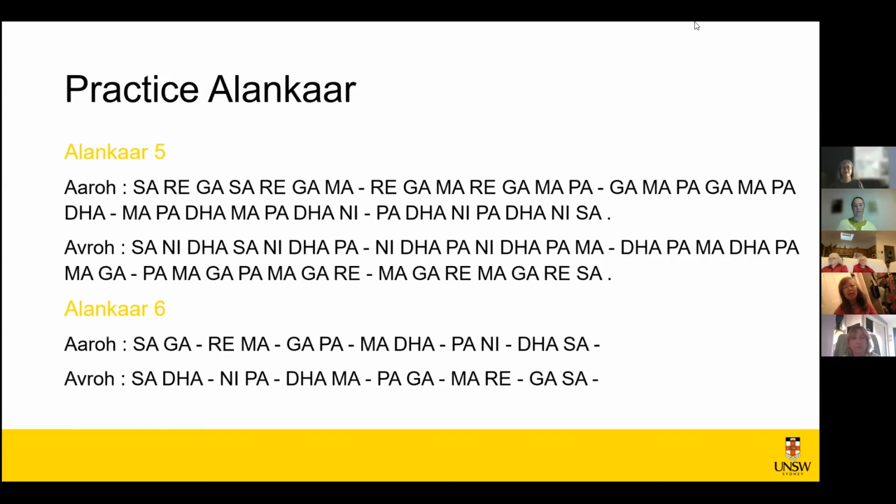I think we can move to Alankar 6. I'm not sure how we are doing with the time, but I think we are lagging behind, but still okay. So let's go to the 6th Alankar, which is the 6th practice, and it's sa ga re ma. Here we are missing one swar, so instead of singing sa re ga, we are missing re and jumping one note.